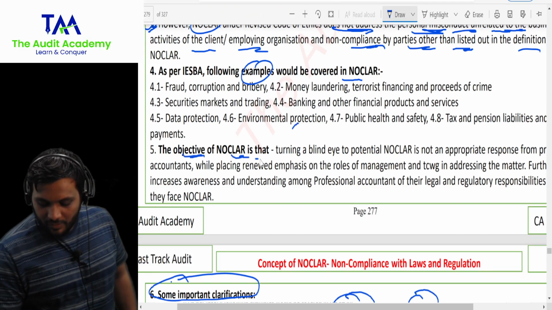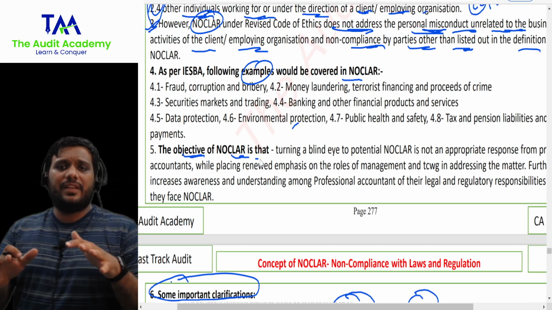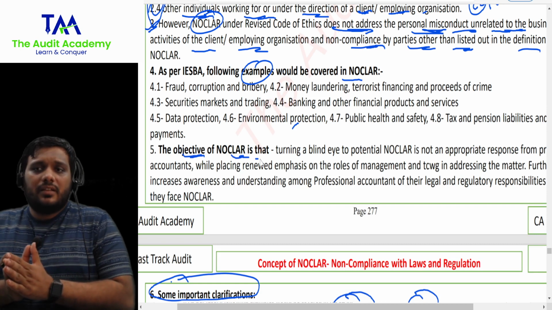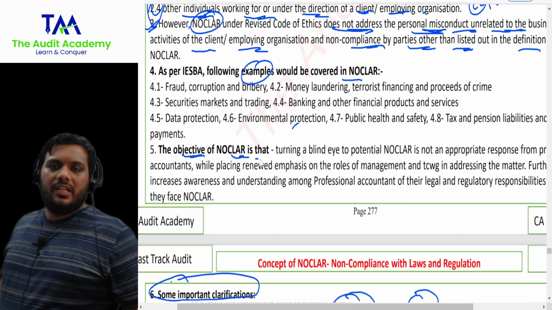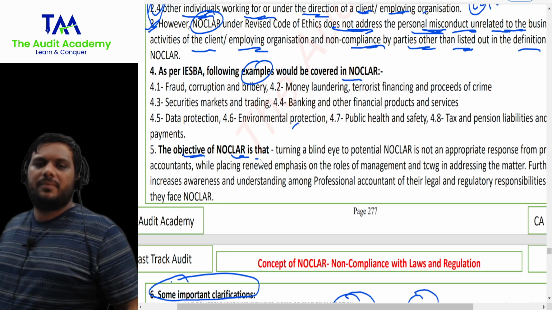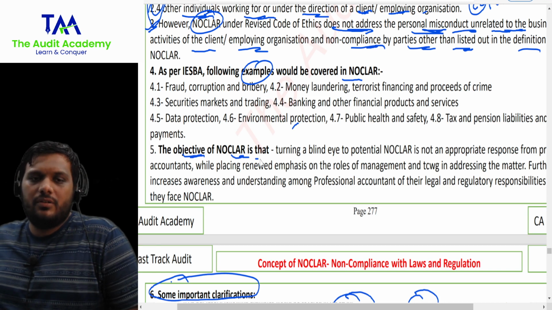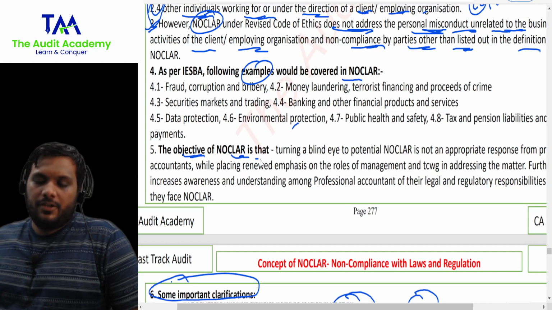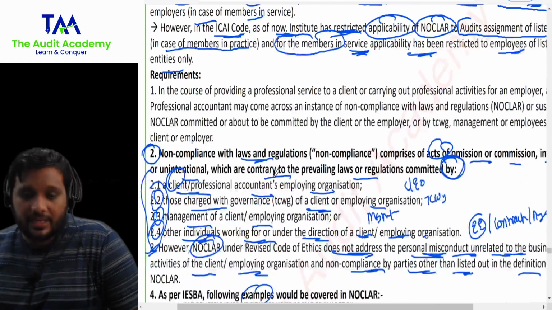Then the objective of NOCLAR: what is the whole objective, why has this concept been introduced? Since you know the concept, you are very clear why it has been introduced, so that at least people are not turning a blind eye to it, and at least you are not completely ignoring it. Once you come across this, you understand it is a mandatory requirement as per the code of ethics, and if you do not follow it, your degree could be in danger. So some pressure has been created on you to at least consider it, and you will not turn a blind eye.